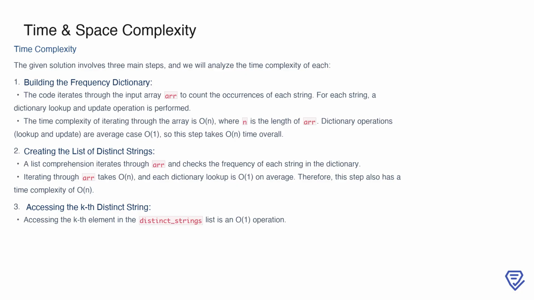Next, we create the list of distinct strings using a list comprehension. This involves another iteration through the array, where we check the frequency of each string in the dictionary. Each lookup in the dictionary is O(1) on average, so this step also takes O(n) time. Finally, accessing the kth distinct string in the resulting list is a simple O(1) operation, as it involves a direct index access. By isolating these steps, we can clearly see how the time complexity is distributed across the algorithm.